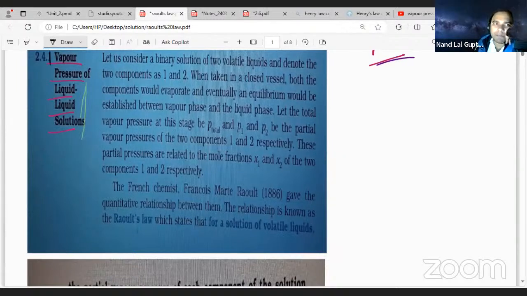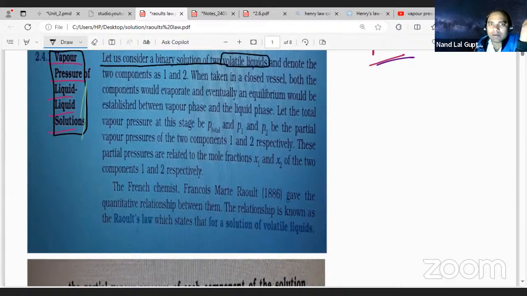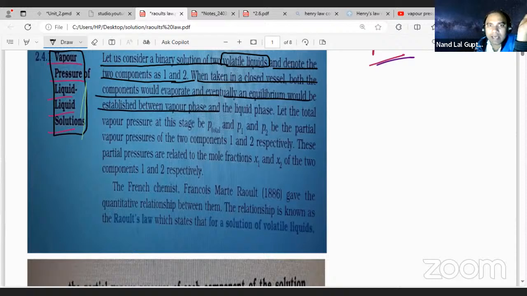Now see the vapor pressure of the liquid solution. Let us read the NCERT so that you will be able to understand in a much better way. Let us consider a binary solution of two volatile liquids, denoted as component 1 and 2. When taken in a closed vessel, both components would evaporate. Eventually, an equilibrium would be established between the vapor phase and liquid phase.